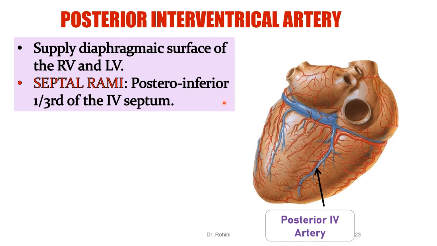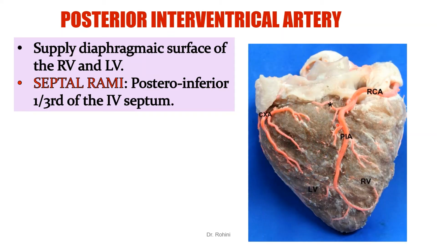Now what does this posterior interventricular artery supply? Through its ventricular branches, it is supplying the adjacent parts of the two ventricles, the diaphragmatic surface of the right ventricle and left ventricle. Also, the posterior interventricular artery gives a very important septal rami, which will supply the postero-inferior one third of the interventricular septum. So the interventricular septum has dual supply, both by the left coronary artery as well as the right coronary artery. So the postero-inferior one third of the interventricular septum will be by the right coronary artery through its septal rami from the posterior interventricular artery.